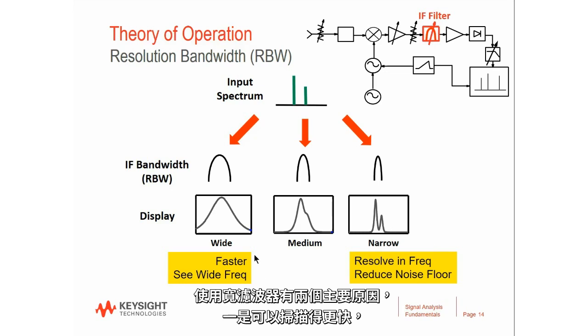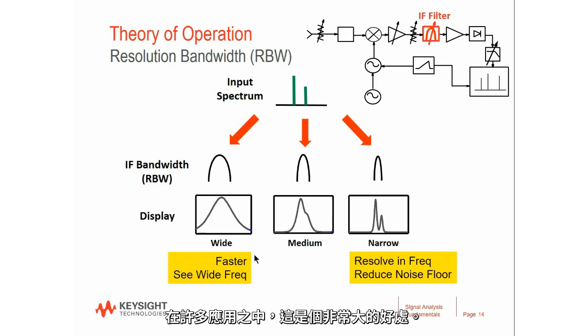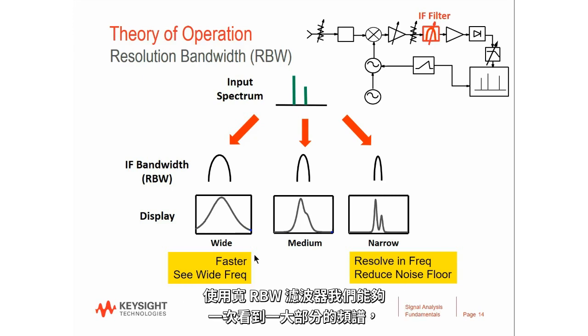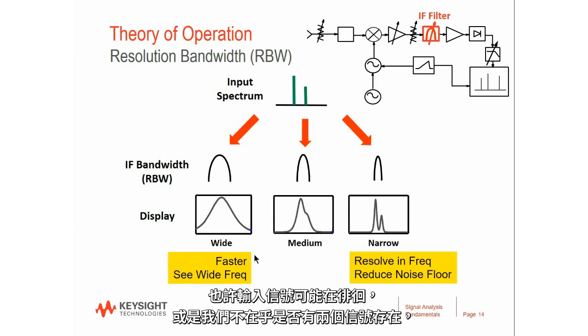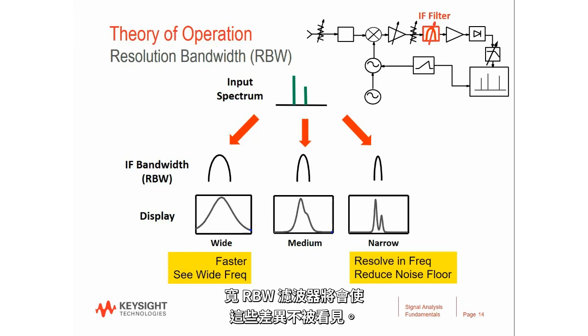One is that you can sweep faster with a wide filter. So you can sweep more spectrum in less time if the RBW filter is wide. That's a huge benefit in many applications. The other thing is that sometimes we don't really want the spectrum analyzer to be bothered by minor fluctuations or minor differences in frequency. So with a wide RBW filter, we can allow it to see a wide part of the spectrum at once, and if the input signal is maybe wandering, or maybe we don't care if there are two signals there, we just want to know roughly how much energy is in that part of the spectrum, a wide RBW filter will make the analyzer blind to those differences.